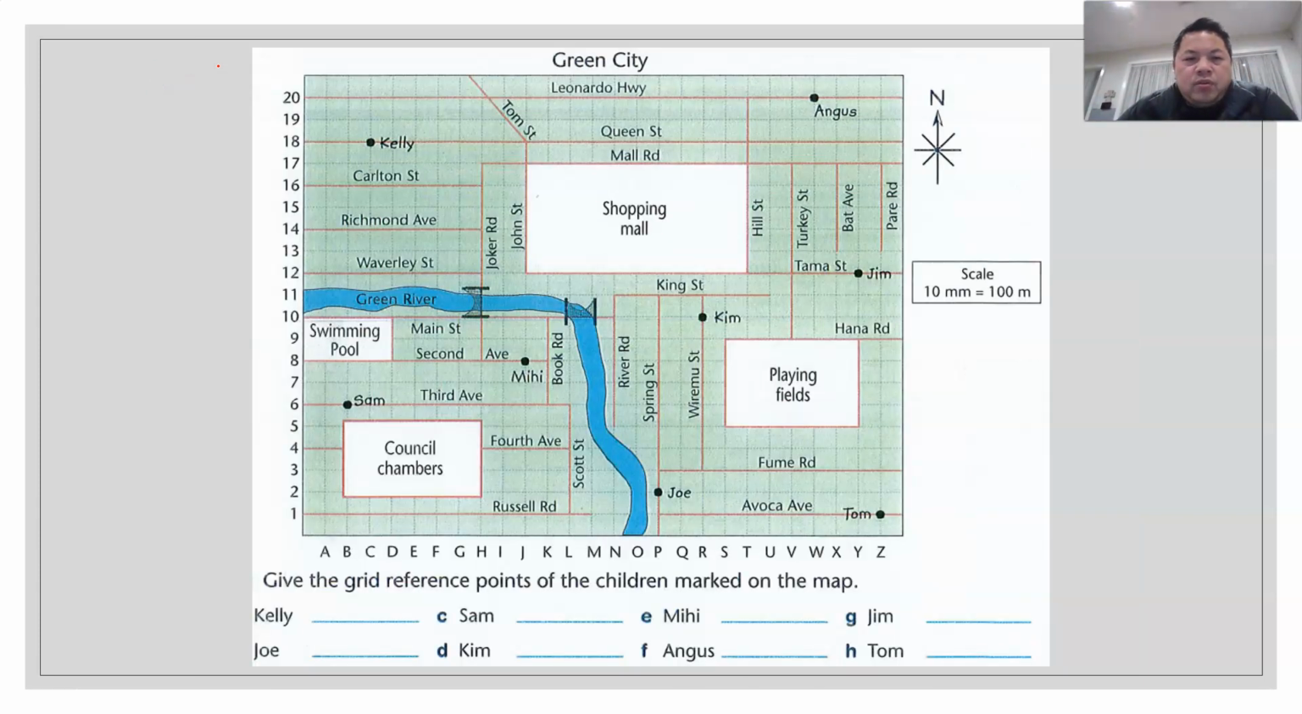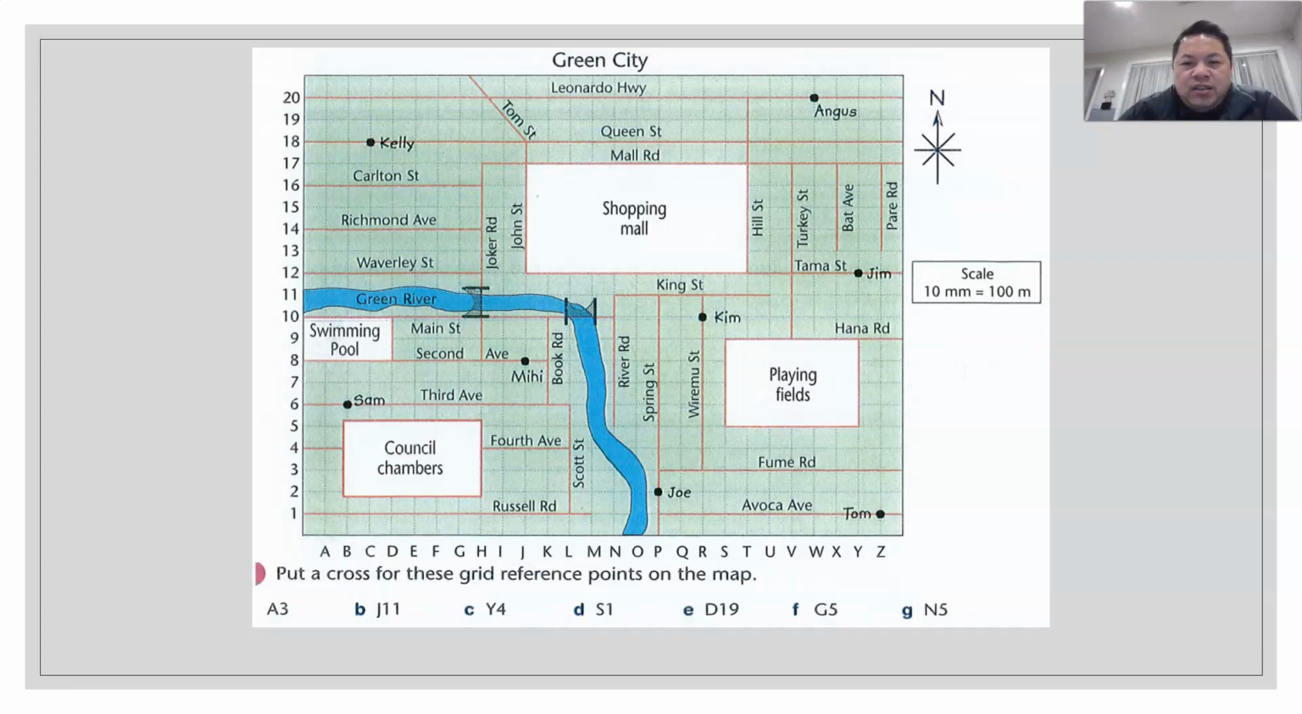With this map, I'm sure you will be able to read the points. For example, where is Kelly? Kelly is actually located here, so it's C18. That's how you locate Kelly, isn't it? For the rest, Sam, Mihi, Jim, and so on, you have to locate them on the map and then write down the points that represent where they are located. Easy. I'll leave it to you to complete the task.